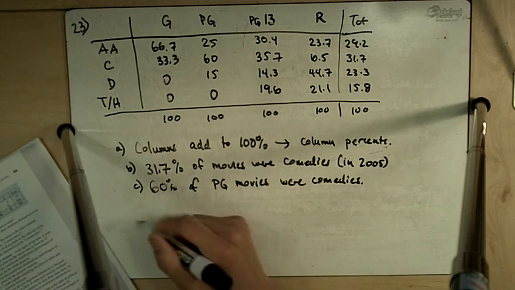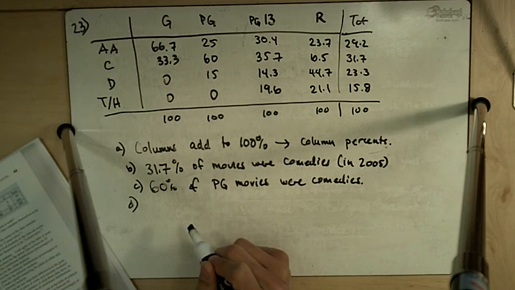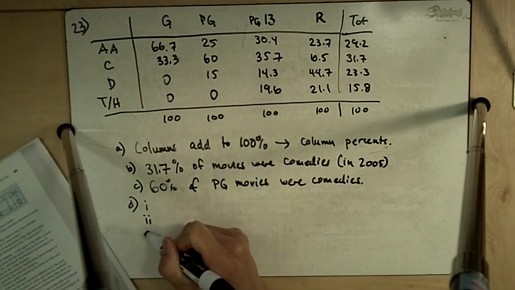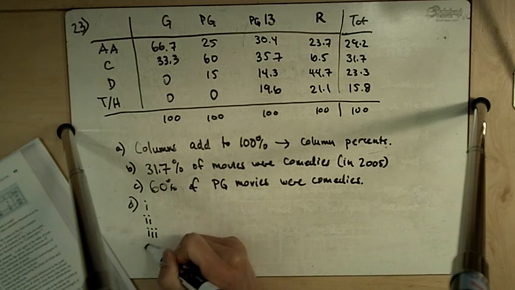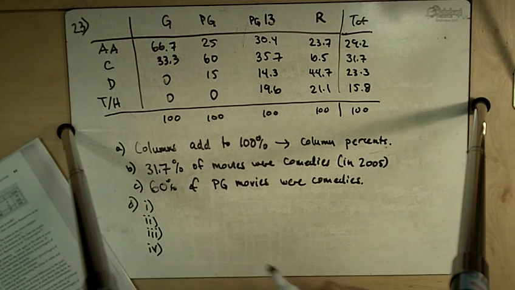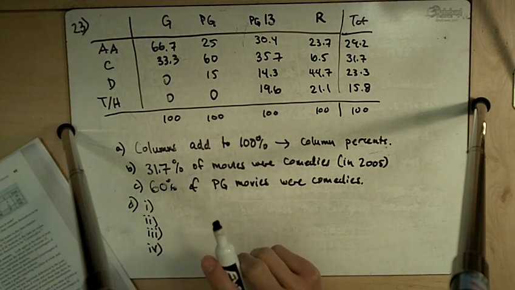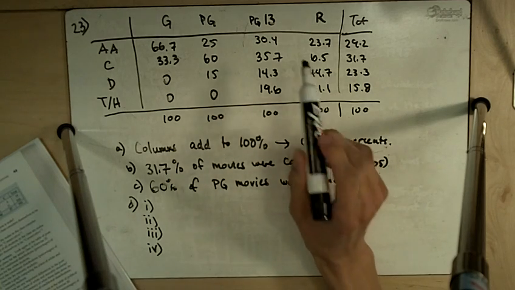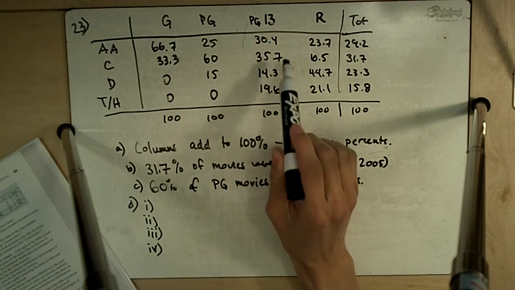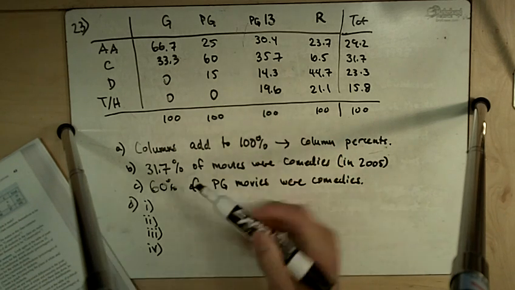And D asks, which of these can you learn from the table? We have I, II, III, and IV, 1, 2, 3, and 4 in lowercase Roman numerals. Part 1 says the percentage of PG-13 movies that were comedies. We have the column percents, which means we can tell that the percentage of PG-13 movies that were comedies was 35.7.